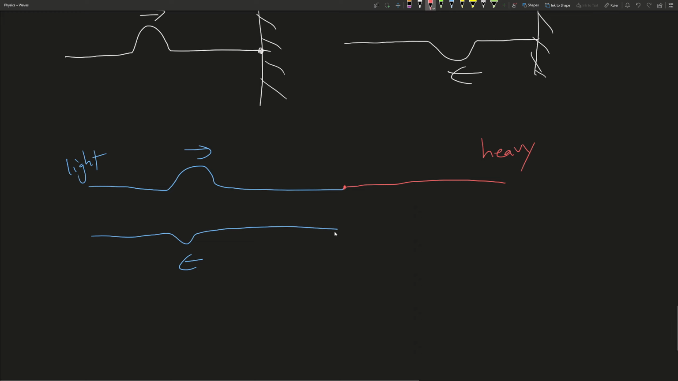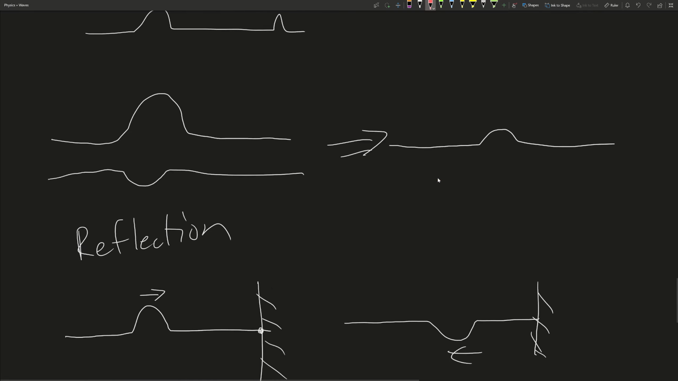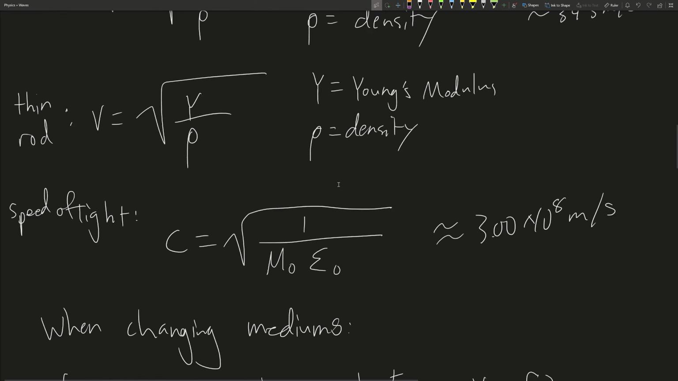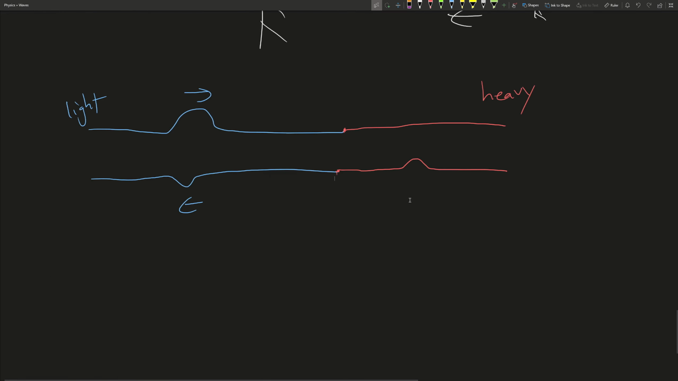And then part of the wave continues on in the heavy string, but at a decreased amplitude. And if you remember before, since the linear mass density is increased, so mu is greater, the velocity is going to be less. And since the frequency is the same, it means the wavelength is smaller.